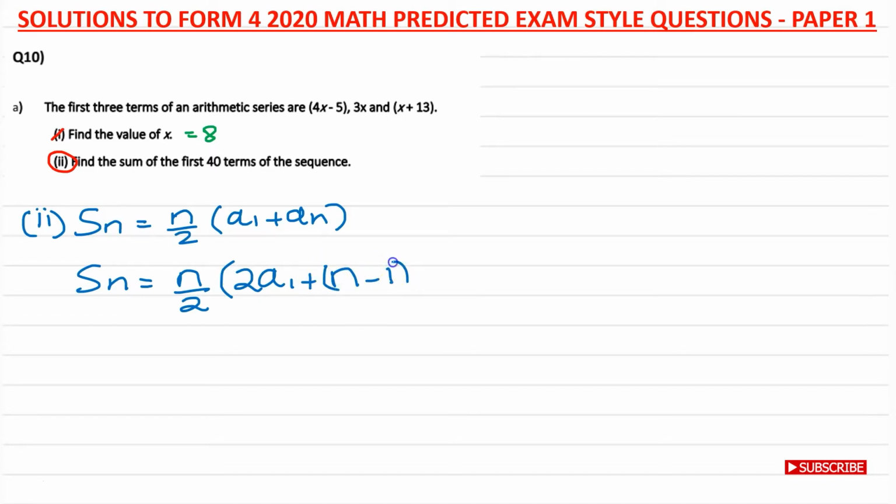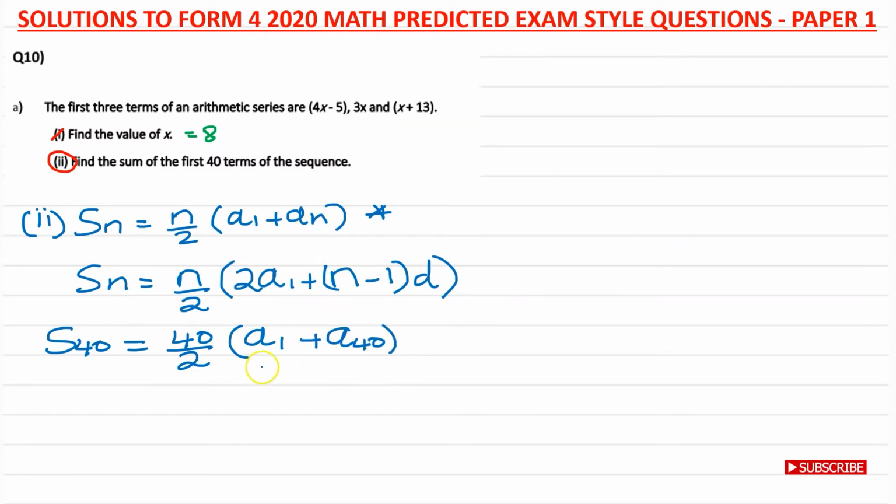Now I'm going to use the first version here, which means I need to find what a1 is and what an is. In this case, it's going to be a40. So I want S40, which is going to be equal to 40 over 2, and then my a1, which I'll just write as a1 for now, plus my an, which is going to be a40. So let's go ahead and find A1 first.